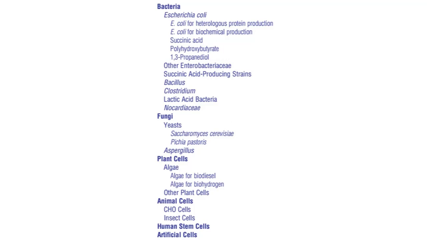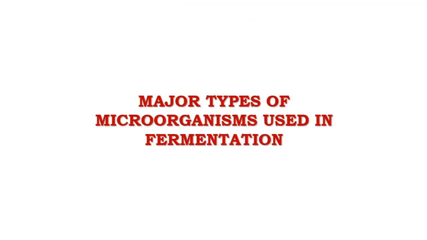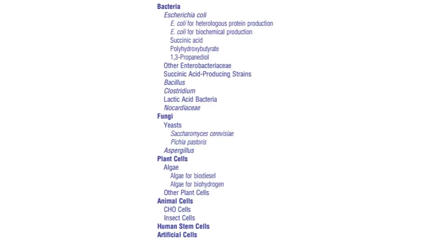This is the outline of the microorganisms and living cells used in the bioprocess. So we are going to have all the microorganisms, including the animal cell and the plant cell. Bacteria, for example, here. So this one is E. coli, starting from E. coli to fungi, plant cells, including algae.